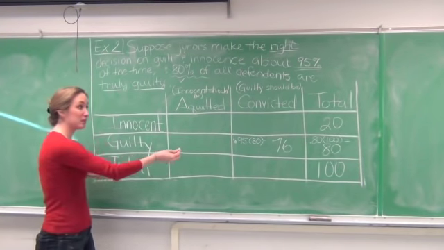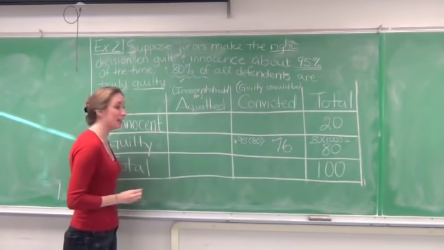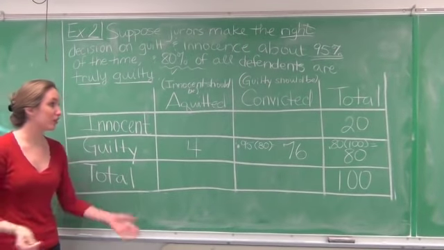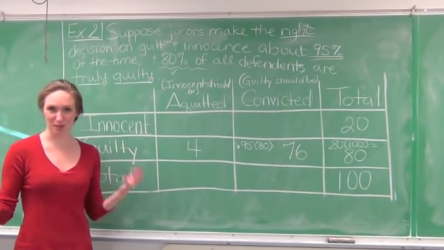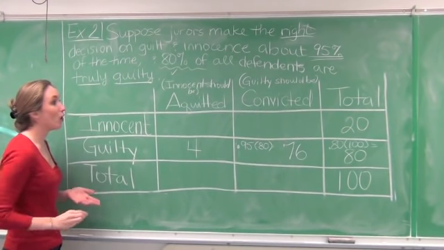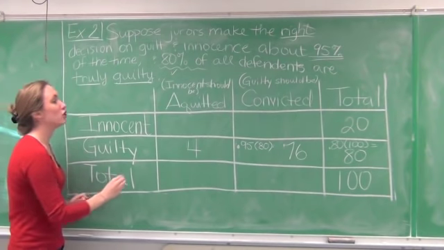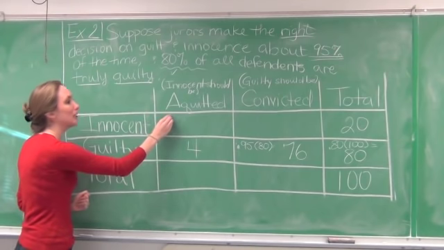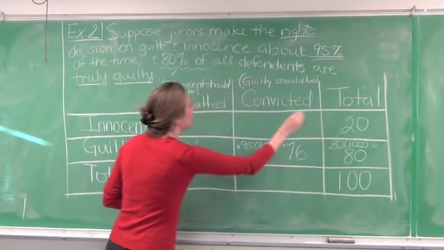Now, what about the guilty people that were not sent behind bars? Of the 80, 76 were sent away, which means that there were 4 guilty people who were allowed to walk free, where the jury has made the incorrect decision and has falsely acquitted a guilty person. We can apply the same technique with the innocent people, only now, the correct decision that the jury should make is to acquit them. So 95% of the innocent people will be acquitted. So we have 20 defendants who are innocent.